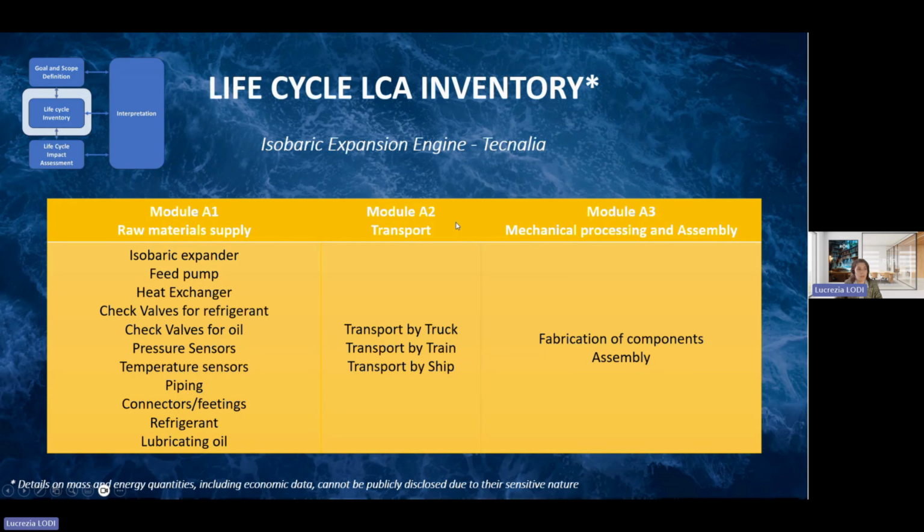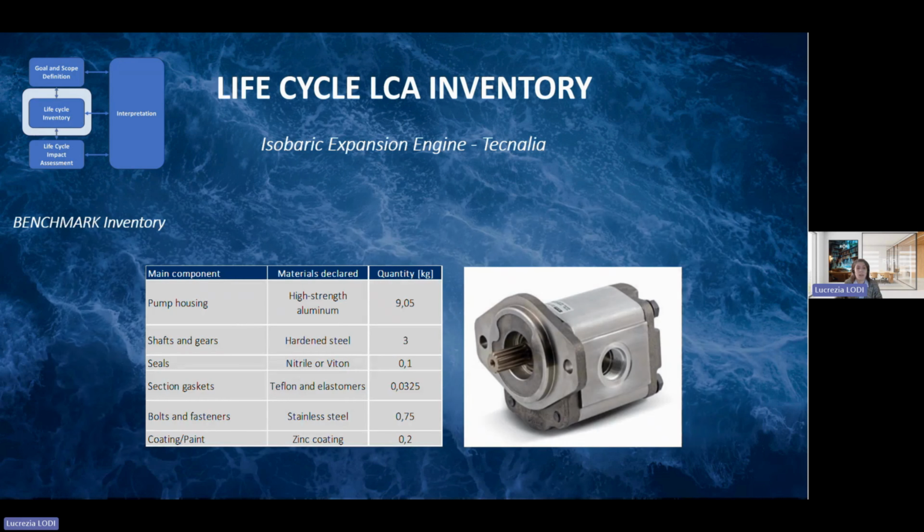For module A2, we consider different types of transport, so truck, train, and ship, while for module A3, which is the processing and the assembly, we considered the fabrication of the components and also the assembly. Then you can see here the benchmark, which was a hydraulic pump, and we were able to collect the quantities involved. So you can see here a short representation of the quantities involved and the main components they represent.